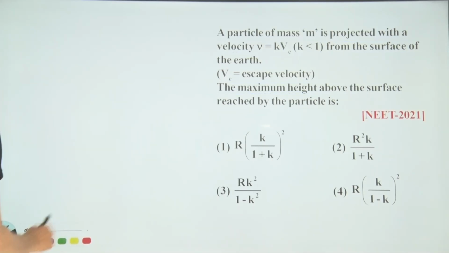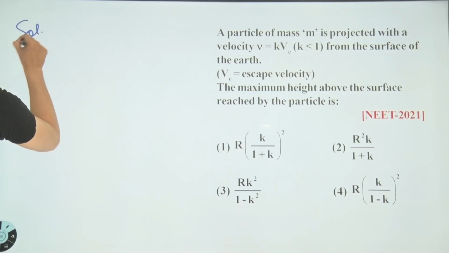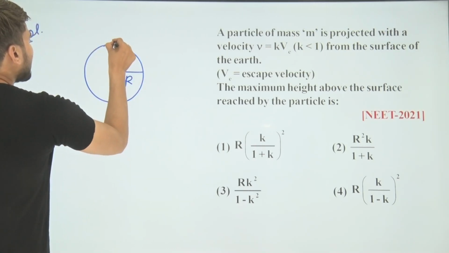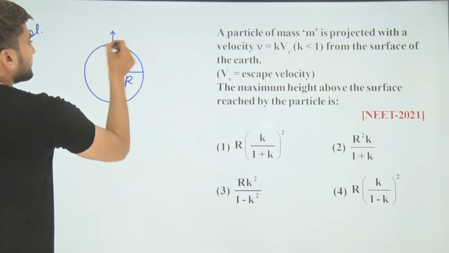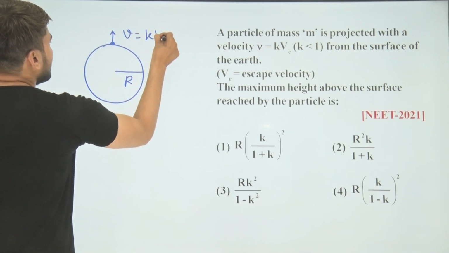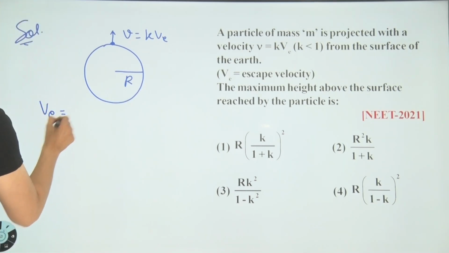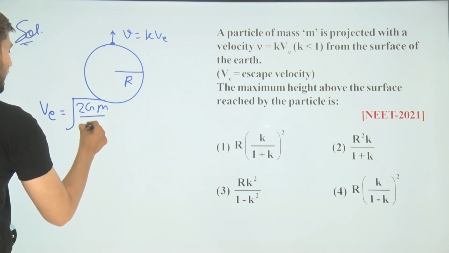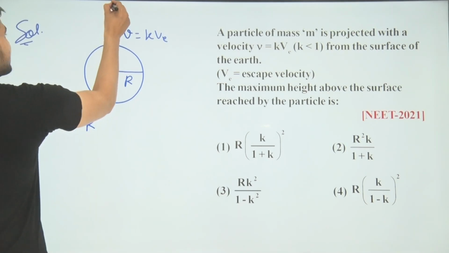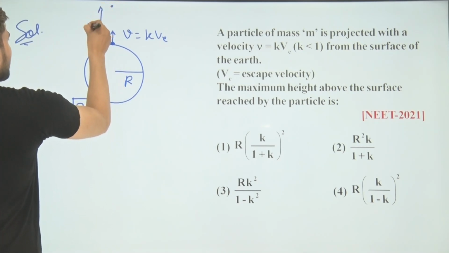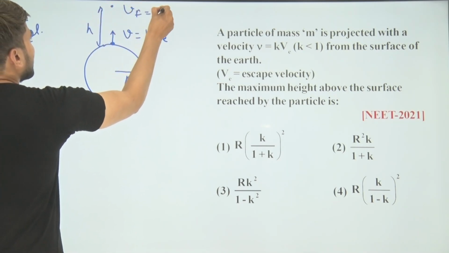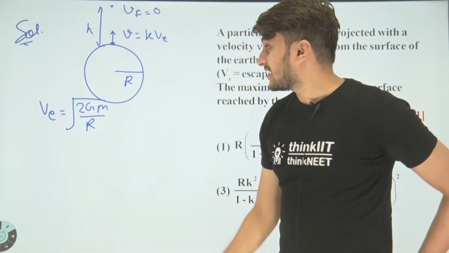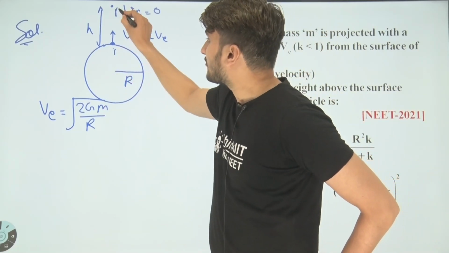Now students, the situation is that there is an earth, let the radius be R. Initially the particle is at the surface, and it is given a velocity v equal to k ve, where ve is the escape velocity, and the value of escape velocity is the square root of 2GM by R. Now at the maximum height h, the final velocity of the particle will be 0. Talking about energy conservation, this is our initial condition and this one is our final condition.